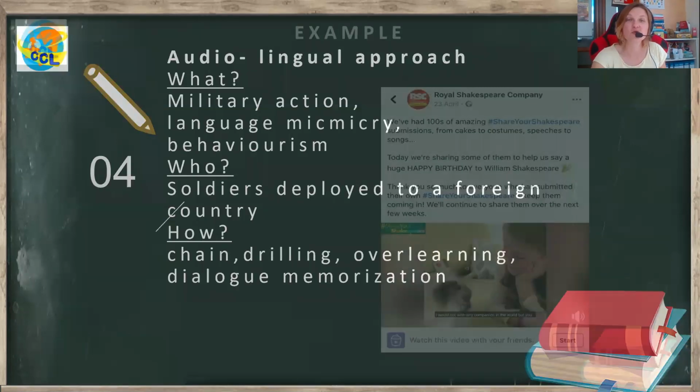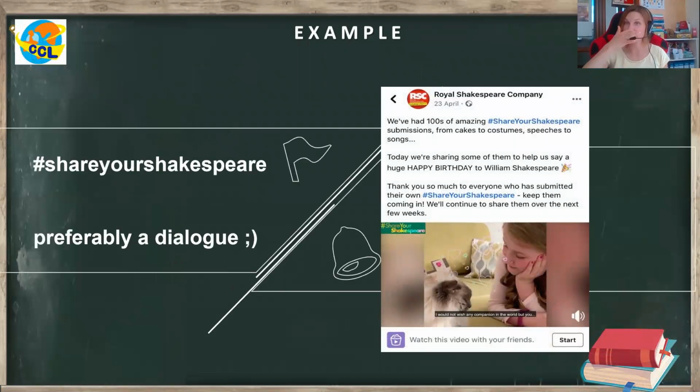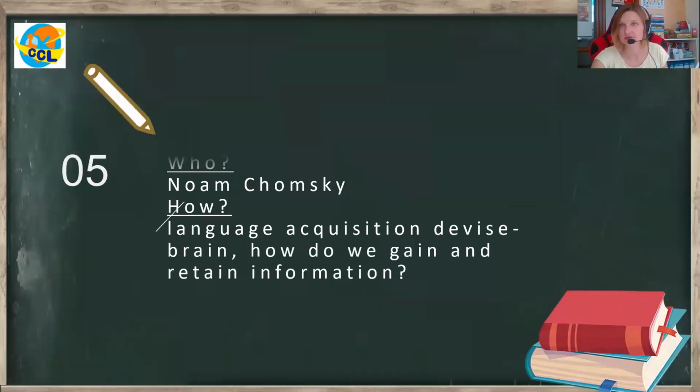Okay, now here we have an example of what comes from an audiolingual method. For example, what we are doing in our virtual summer camp, challenges. One of the challenges is share your Shakespeare, okay, preferably a dialogue. So what the students can do is to record or make a video of them having a dialogue like two characters from a Shakespearean play. Okay, so that's one example, but there are a lot of examples.